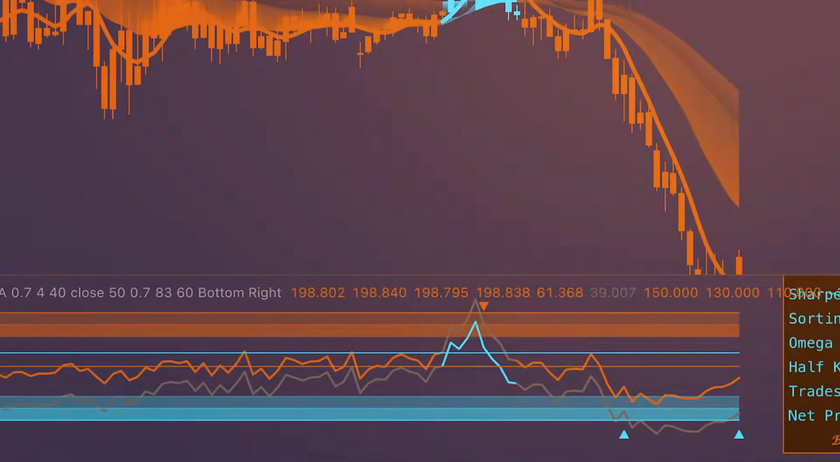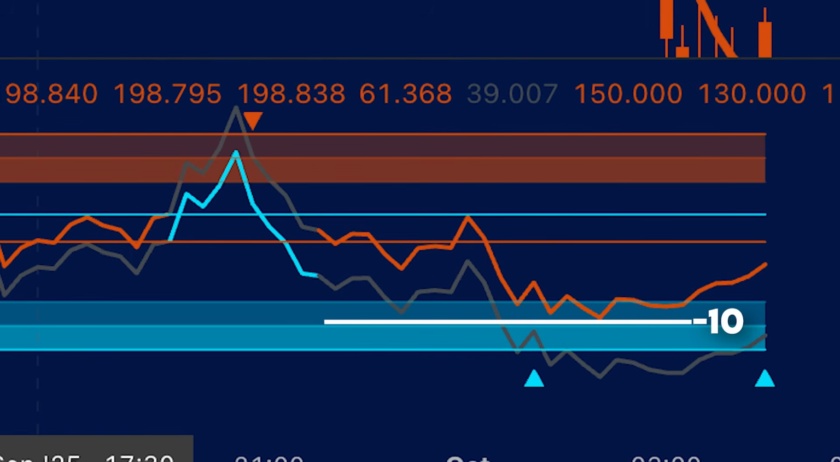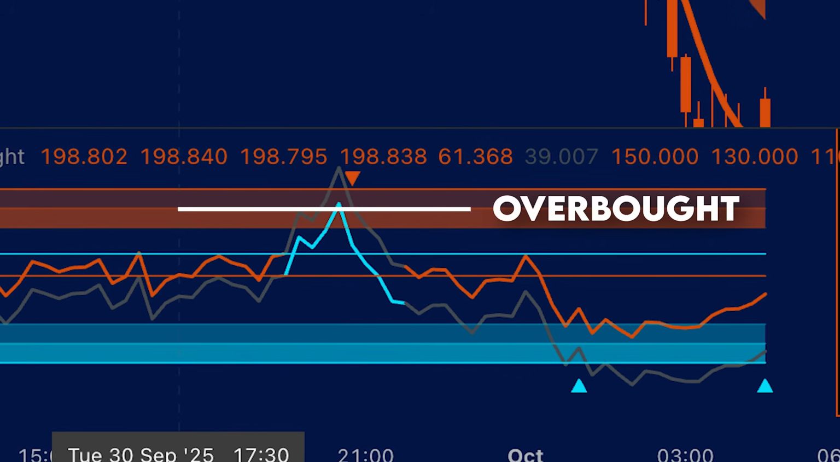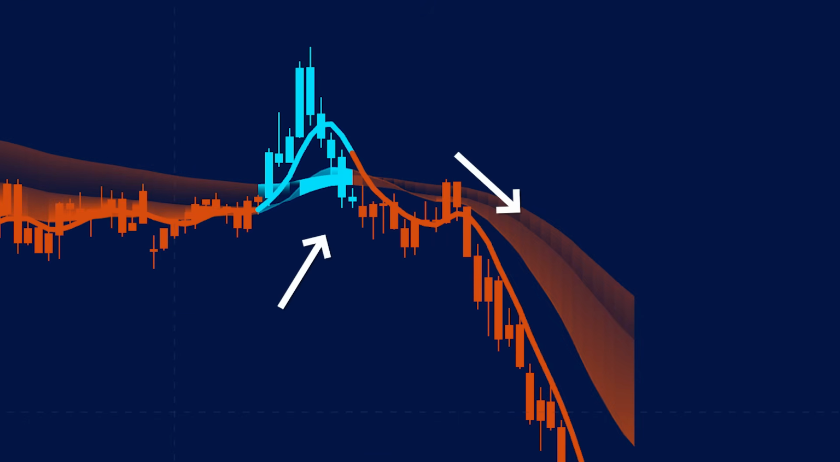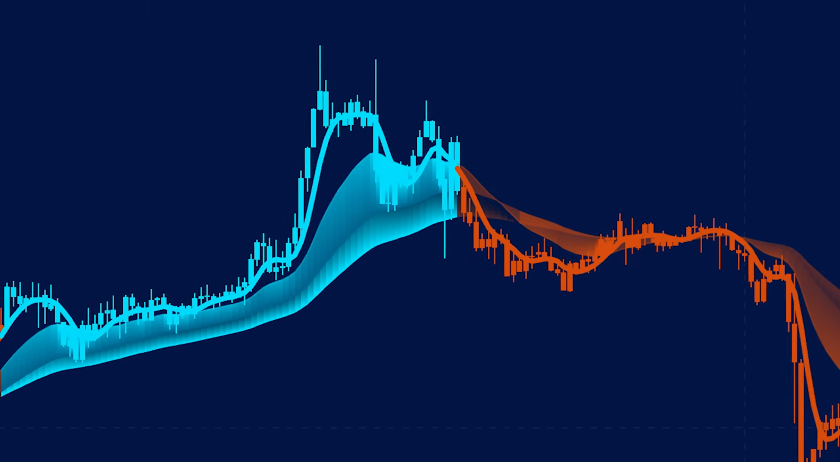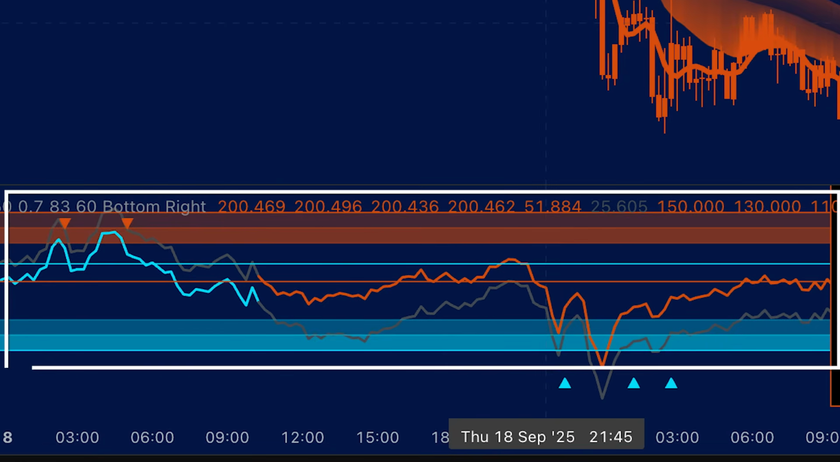But that's not all. The indicator also shows extreme zones above 130 and below -10. These zones identify overbought and oversold conditions in ranging markets, giving you precise reversal opportunities. This dual functionality makes it incredibly accurate in any market condition. Now, to get accurate signals from this indicator, let's get your settings right.